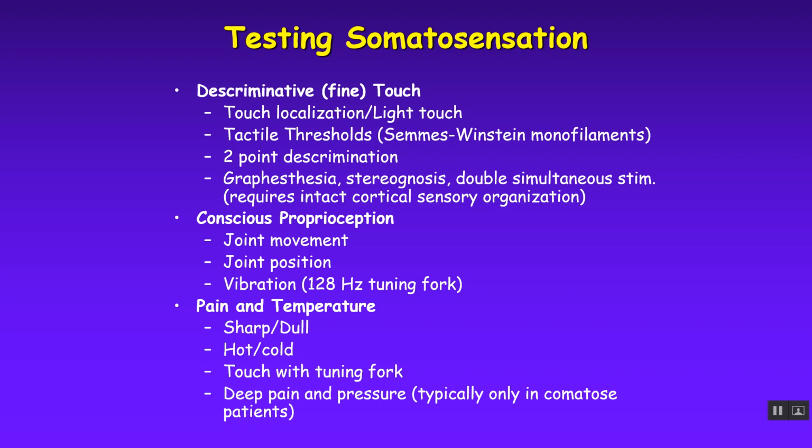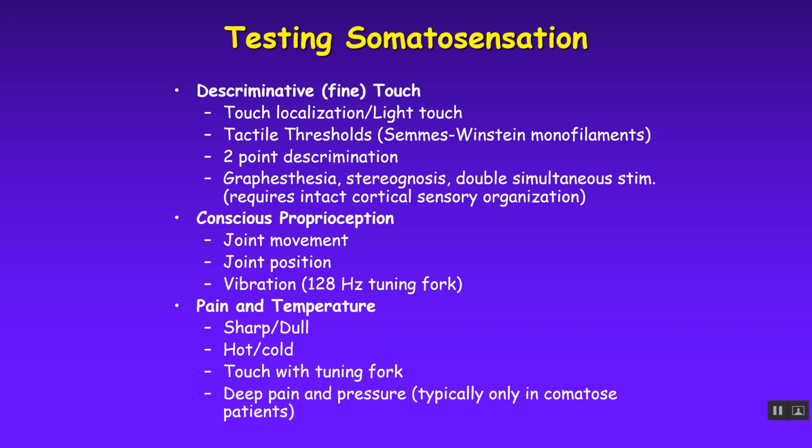The other thing we use for discriminant touch is two-point discrimination. I've explained to you these two little points, and we'll do that tomorrow in lab and see, can I detect whether the points are 1 or 2? The closer you can detect, the better you are, and also probably the smaller your receptive fields are, okay? And then things like graphesthesia, stereognosis, and double simultaneous stimulation, we'll go through that tomorrow.